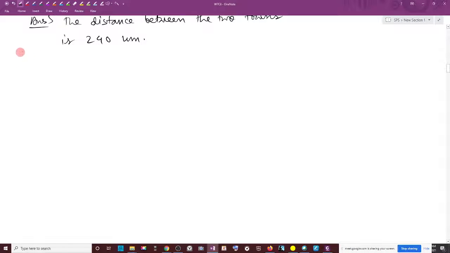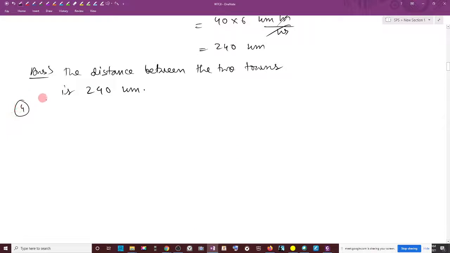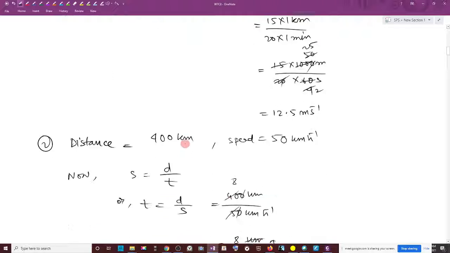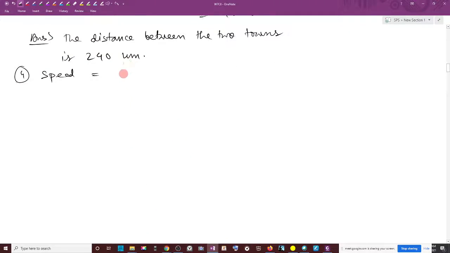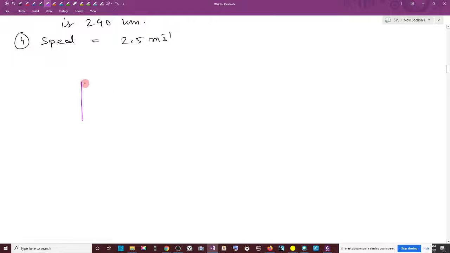This is question number 4. The speed is given. The speed is 2.5 meter per second. In this kind of question, when we need to plot a graph between distance and time, first we need to make a checkbox. All of you make this checkbox with me. Okay, this is the checkbox.